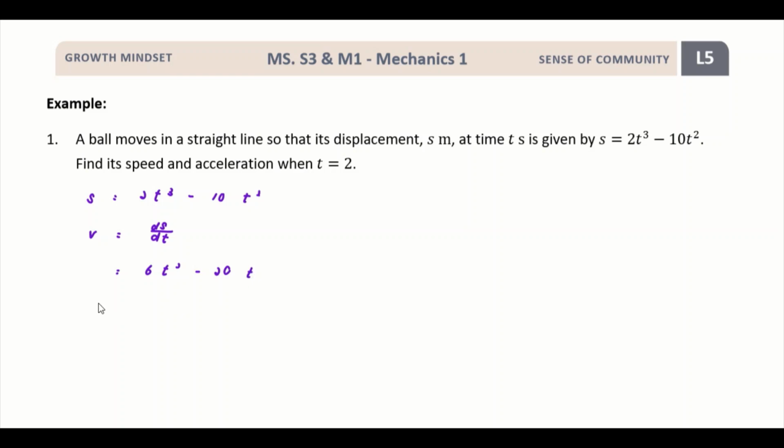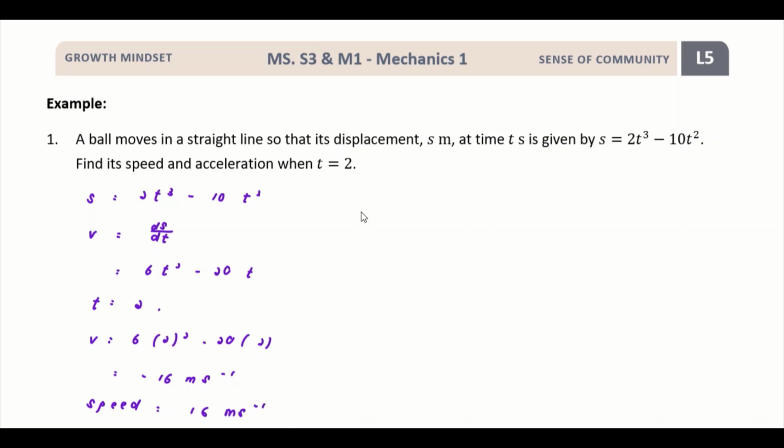Now I substitute t equals 2, what is my v? 6 times 2 squared minus 20 times 2. Then I'll get my answer, negative 16 meters per second. But don't forget this question is asking for the speed. A speed cannot have a direction, so you take the magnitude only. So the speed is going to be 16 meters per second. Must be very careful on that.